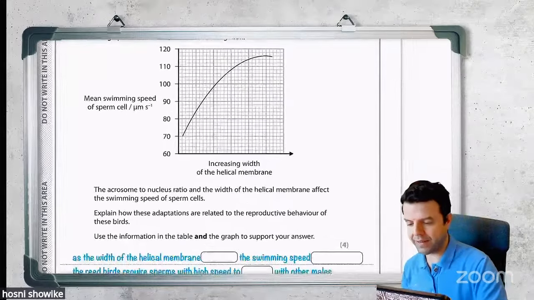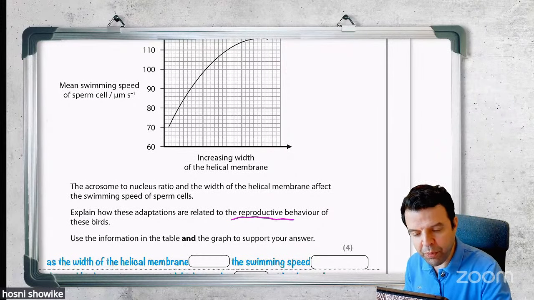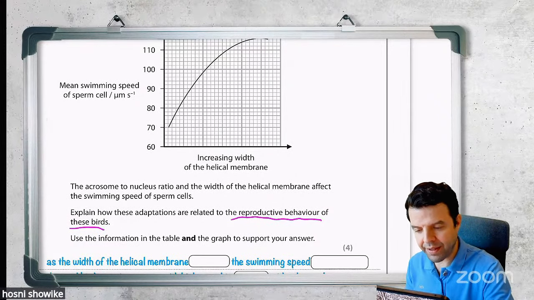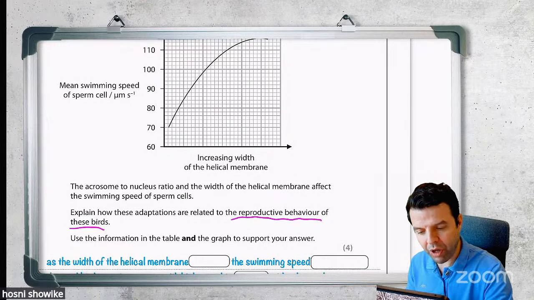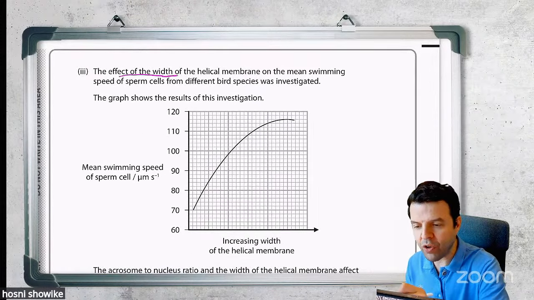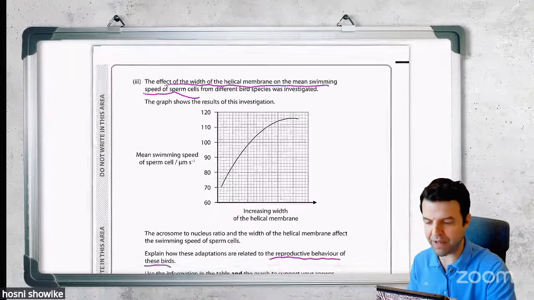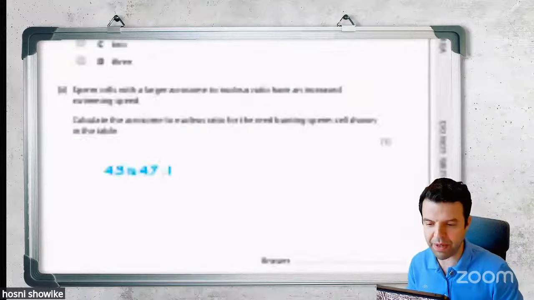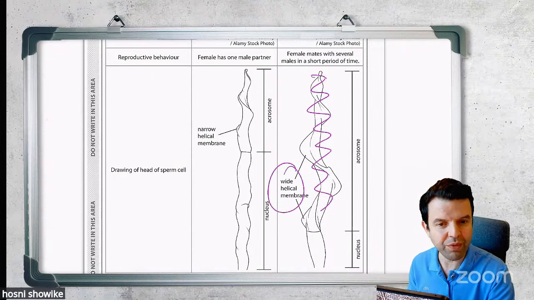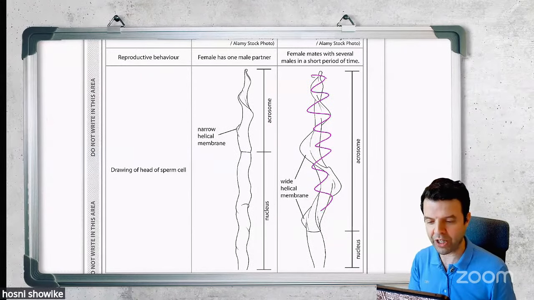Then they asked me to explain how these adaptations relate to the reproductive behavior of these birds. They said one of the birds has a large number of helical membranes inside its acrosomes. Again, the effect of the width of the helical membrane on the mean swimming speed of the sperms has been investigated. Do you know what they mean by the helical membrane? They mean this part of the acrosome. This area is the one necessary to digest the jelly coating.